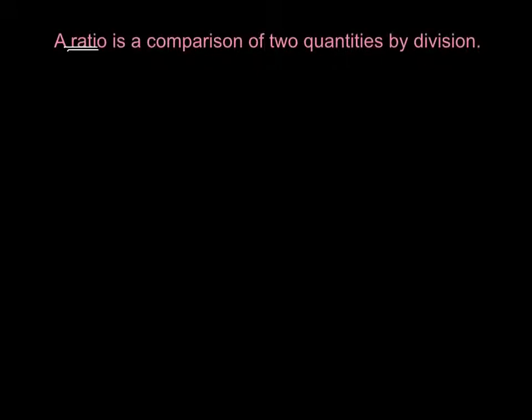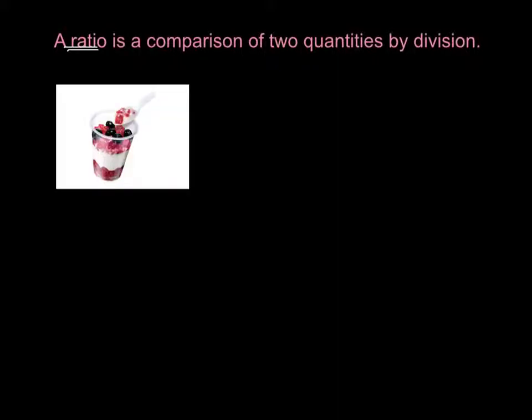The next chapter we're going to be studying is on ratios. A ratio is a comparison of two quantities by division. To make this concept easier to understand, let's use a fruit and yogurt parfait for an example.